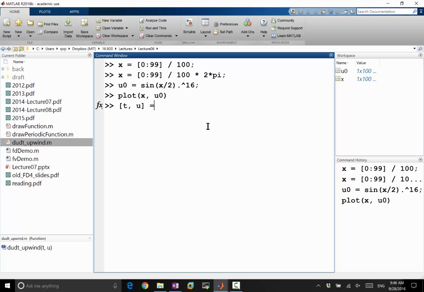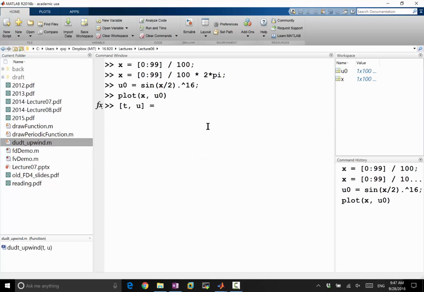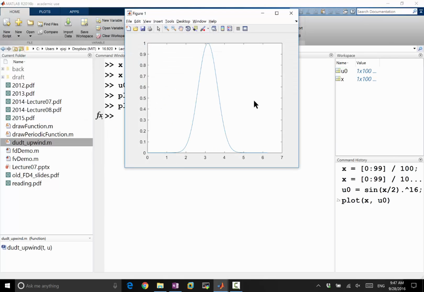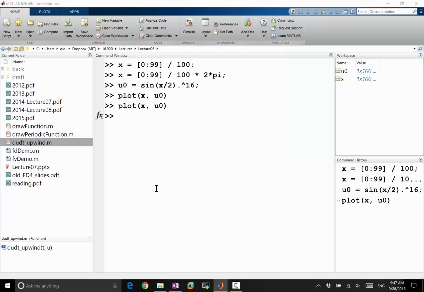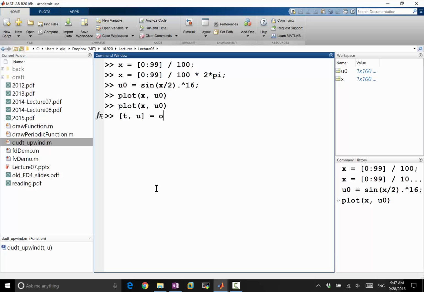Let's say t and u is equal to, oh, by the way, let me ask you, if I want the analytic solution to advect over the entire domain and come back to exactly the same location, so that the analytical solution looks the same as this one, how much time should I integrate the solution for? The length of the domain over U, right? U is like length per time. So U is 1, the length of the domain is 2 pi, so I want to integrate to 2 pi.